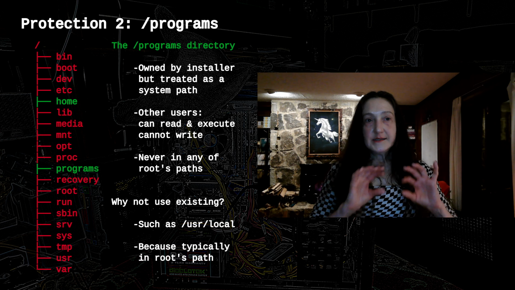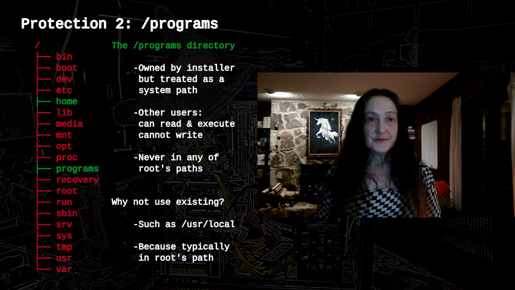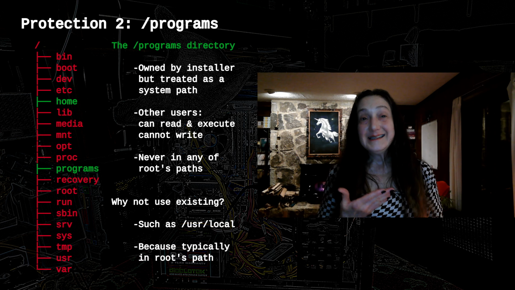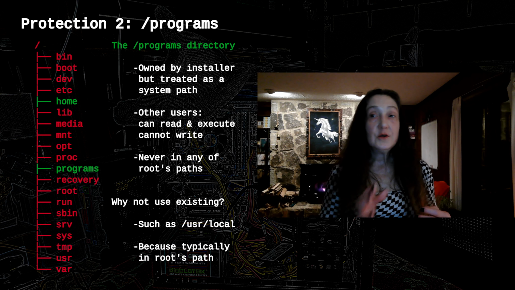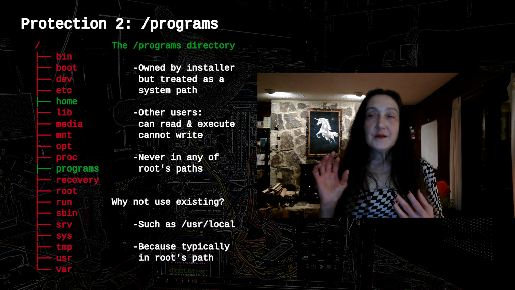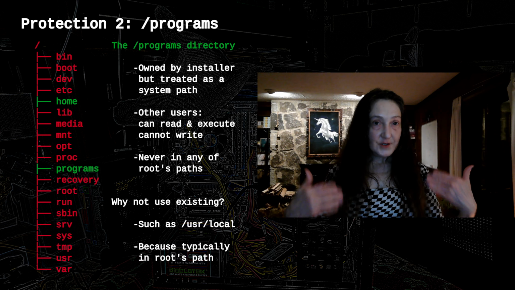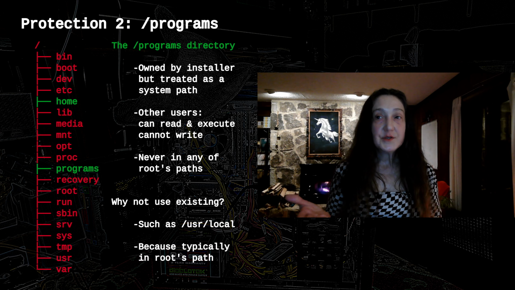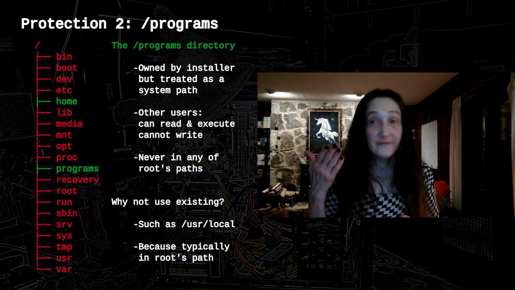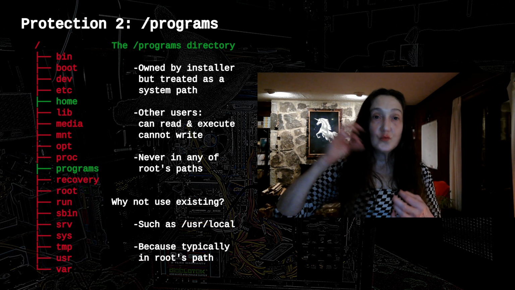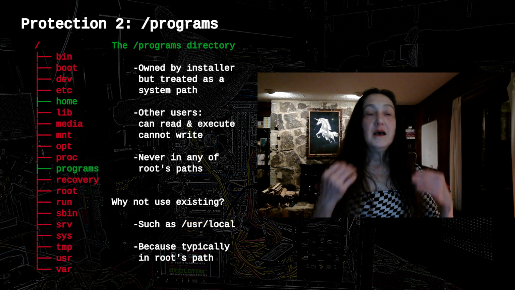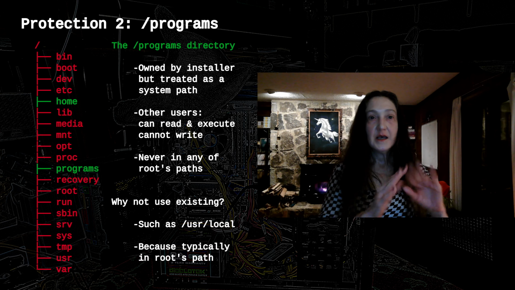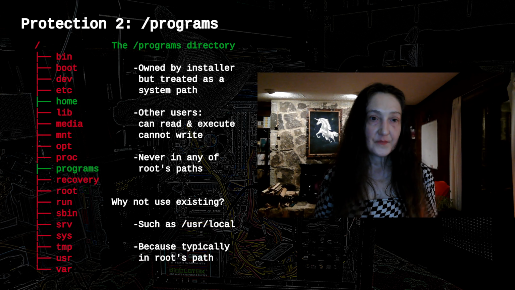Importantly, none of this is ever in any of root's paths. So I talked already about why not to use an existing directory, such as /usr/local or /opt. The problem there is that these have been in use long enough that it's likely that these things will end up in root's path by something that gets installed, and for legitimate reasons. I'm not saying it's wrong for that to happen. I'm saying I wanted to make a space where, okay, this is the protected space. Root doesn't go here.